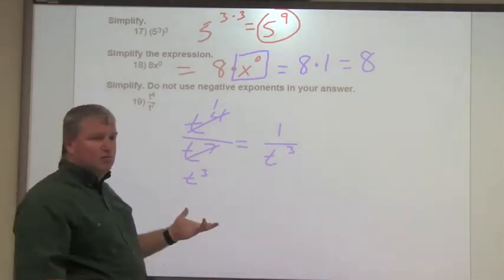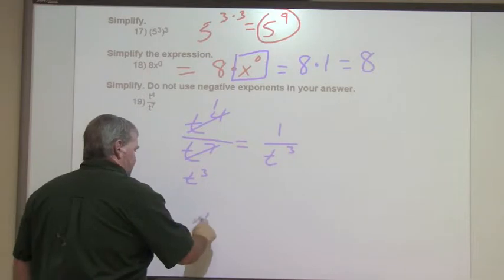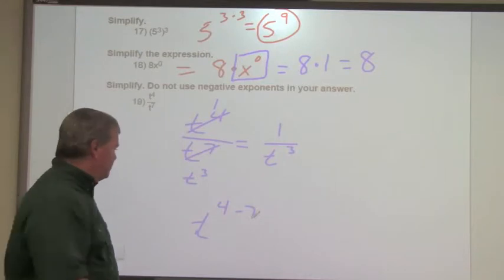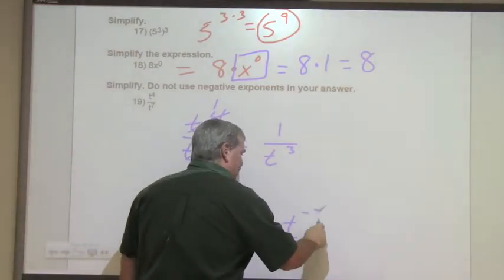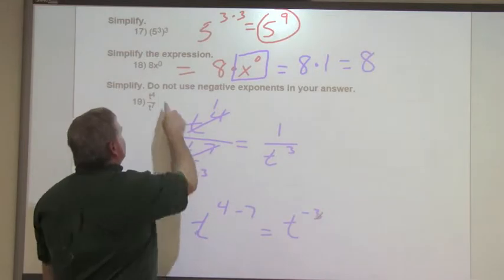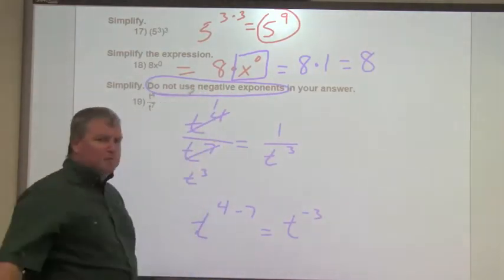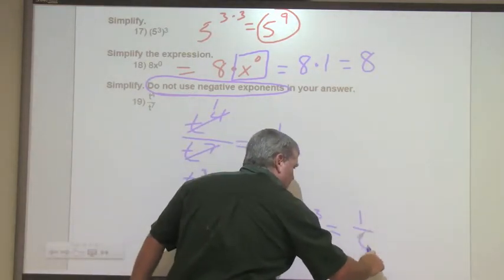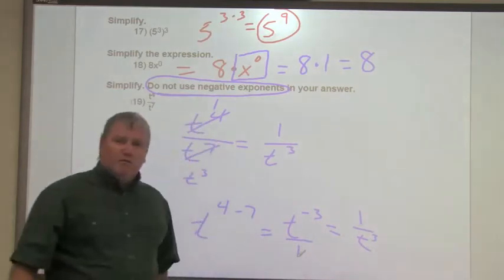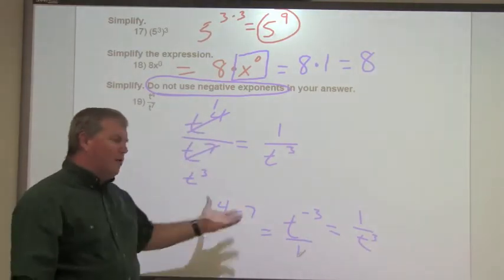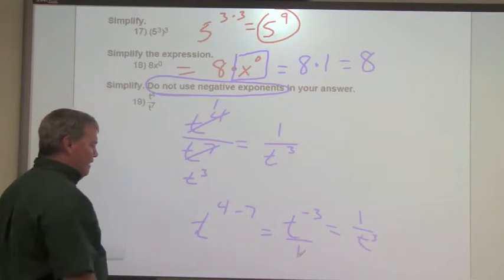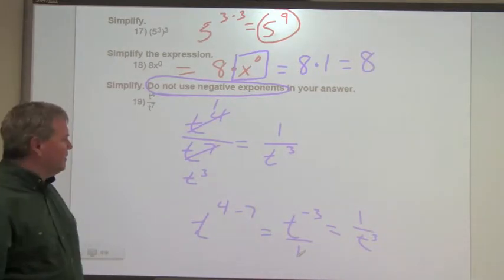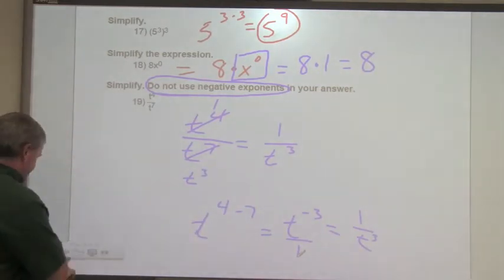The other way is to use the rule. The rule is you've got t to the fourth, and you're going to subtract the 7, because in division you subtract exponents, and you get t to the negative 3. But don't leave it like that, because what does it say? Do not use negative exponents. So I've got to take this answer and reciprocate it, because this is really over 1. Remember, any variable or number you have always has a 1 under it if it's just like there. So make sure that you can put it as a fraction and you reciprocate it, you get 1 over t to the third. This to me is a little bit easier.